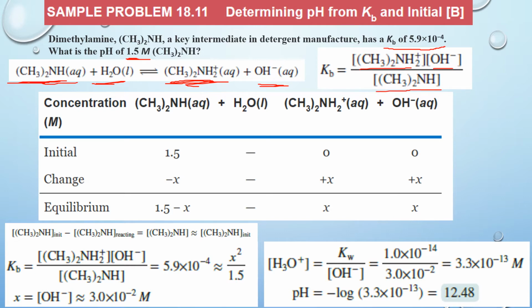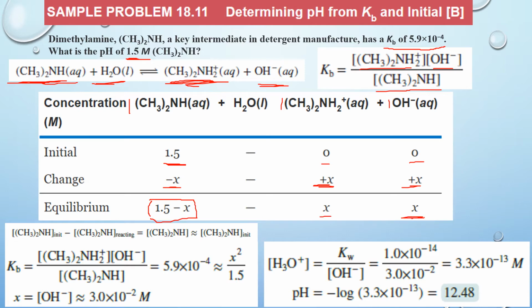Now let's list the ICE table. We know the initial concentration of this base, dimethylamine, is 1.5. For the products, the concentration is 0. Because the coefficients are equal to 1, the amount of product produced is equal to the amount consumed. So the equilibrium concentration for the base becomes 1.5 minus x, and for the products we have a positive x.